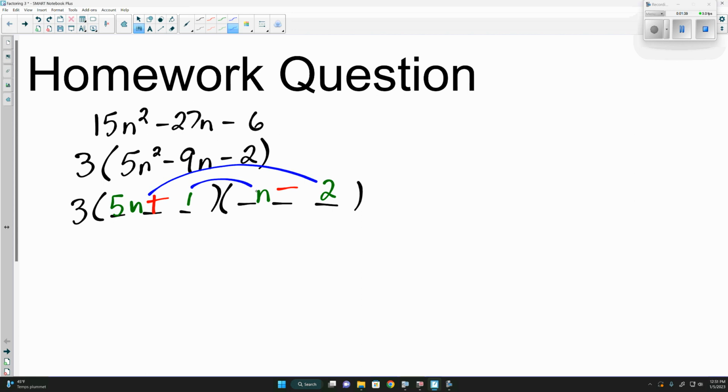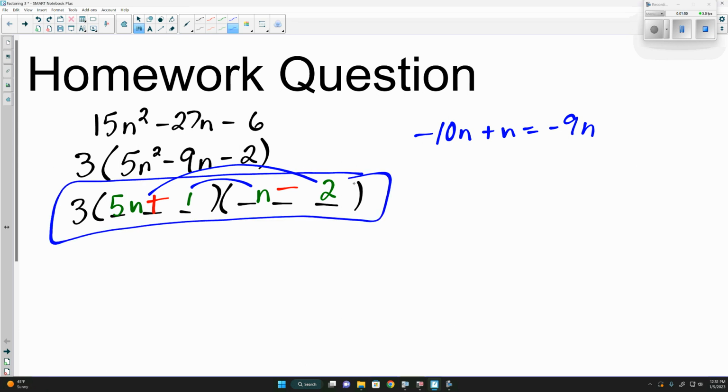Now 5n times negative 2 is negative 10n. 1 times n is plus n, which gives us a negative 9n that we wanted. So luckily for us, we did set it up the way we needed to first.